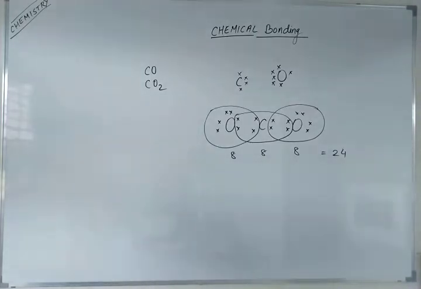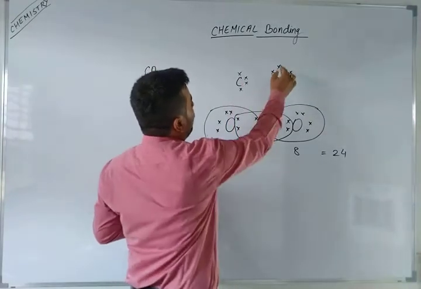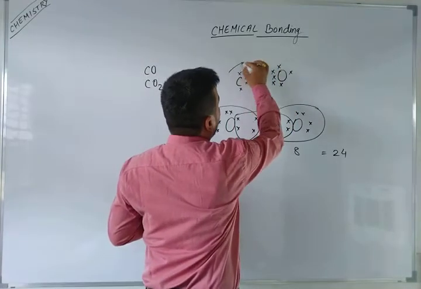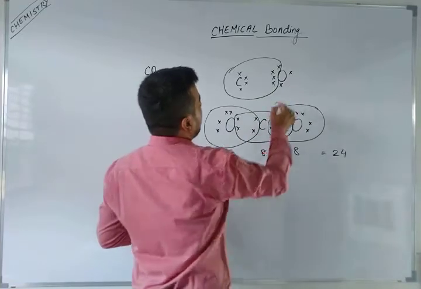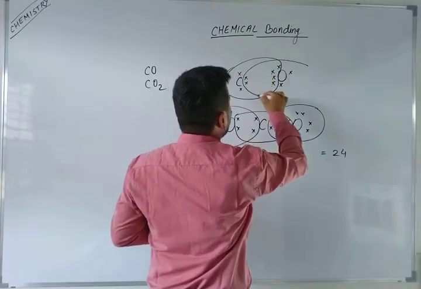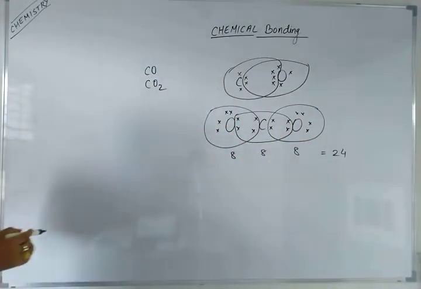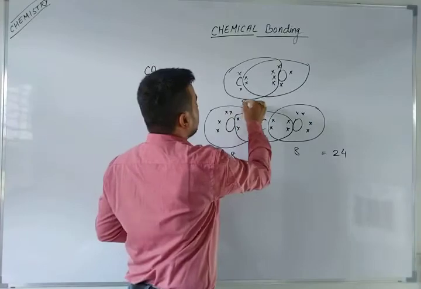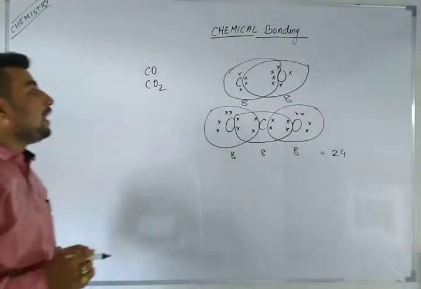Suppose 1, 2, 3, 4 and 1, 2, 3, 4. So carbon will take these 4 and 4, 8 electrons. And here you can see 1, 2, 3, 4, 5, 6. Oxygen will take its 2 electrons. So if you want to count the total number of electrons, here the 8 electrons of carbon and 8 electrons of oxygen. The total number of electrons will be 16.